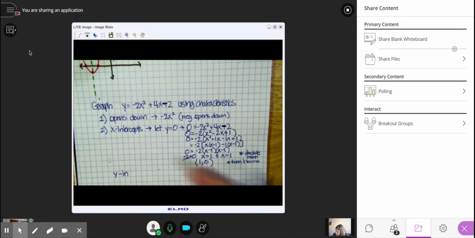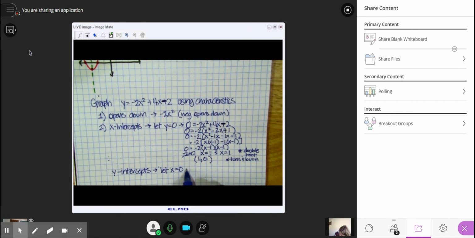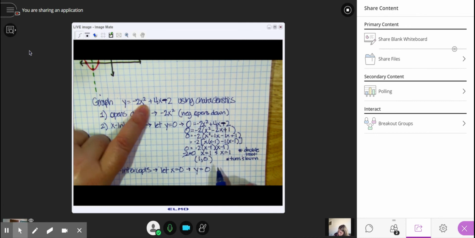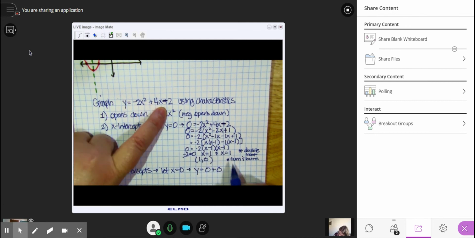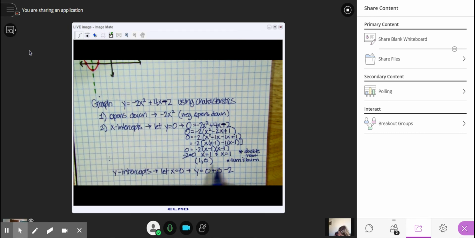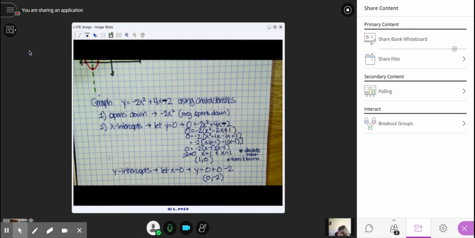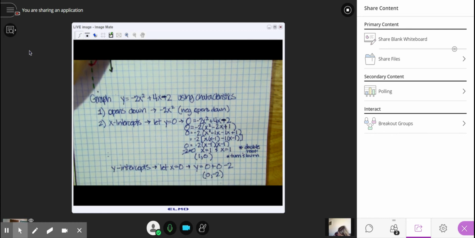Now, that solves our x-intercepts. Our y-intercepts, we let x equal 0. And if we let x equal 0, then y would equal -2 times 0 squared plus 4 times 0 minus 2. So we're going to get a y-intercept at 0, -2.